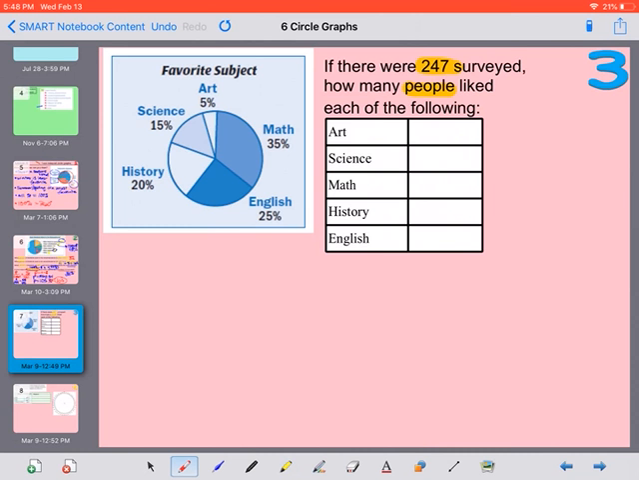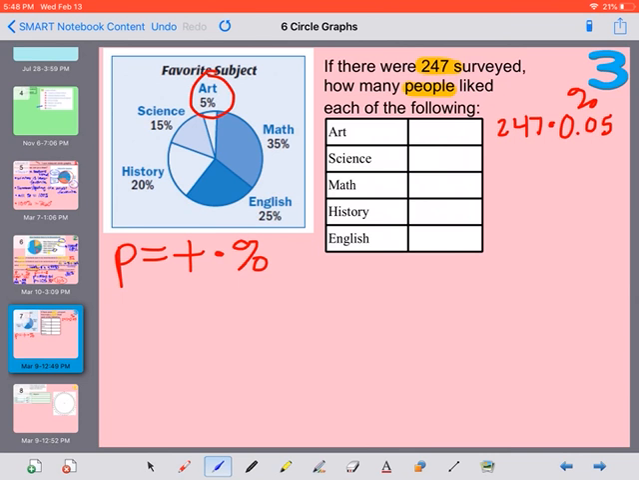So first, let's look at art. Art was 5%. We know there were 247 people surveyed. I'm going to use the percent equation just because it makes my life a little bit easier. So for each one, I'm going to take our total number of students, which is 247, and multiply by the percent as a decimal. For art, 5% is 5 out of 100. That's 0.05 or 5 hundredths. So if I multiply 247 times 0.05, we get 12.35.